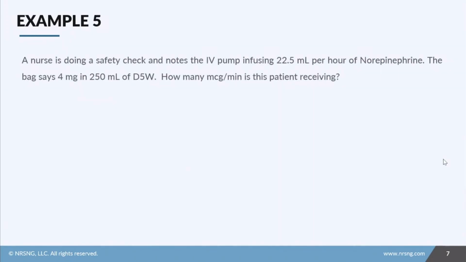Nurse is doing a safety check and notes that the IV pump is infusing 22.5 milliliters per hour of norepinephrine. The bag says 4 milligrams in 250 of D5W. How many micrograms per minute is this patient receiving? So start with what you're looking for. Micrograms per minute. Okay, transfer your units across.